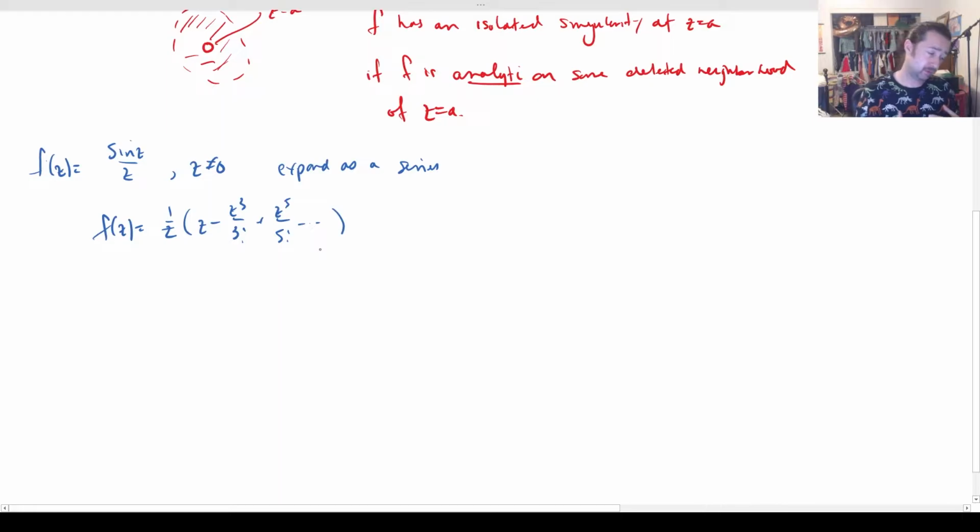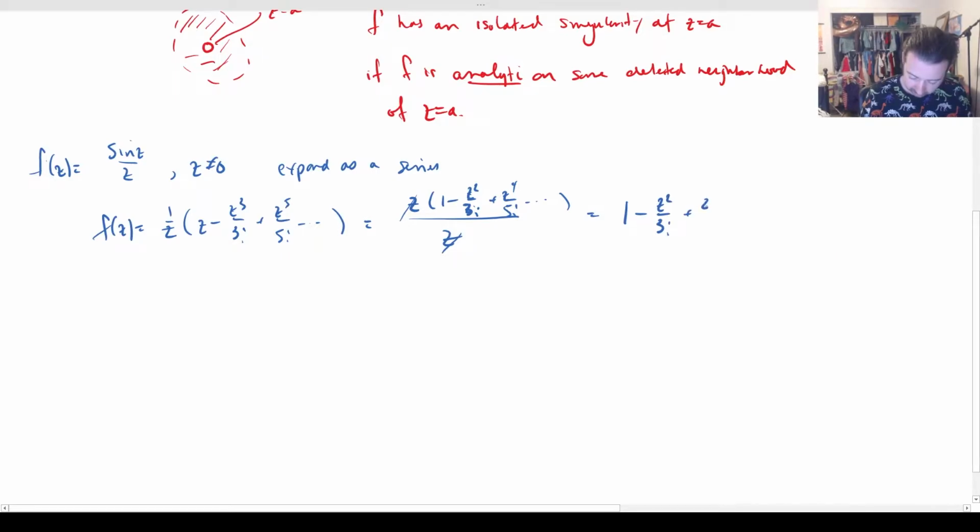Just like in the case when we have a removable singularity for a function in algebra, because I can factor a z out of the power series and it cancels with the z in the denominator, it's like it wasn't really an asymptote for the function. It was just a deleted spot in the domain. So I can think of this as z times 1 minus z squared over 3 factorial plus z to the 4th over 5 factorial, and so on, divided by z. And the algebra says then that this series is 1 minus z squared over 3 factorial plus z to the 4th over 5 factorial, and so on. This thing is analytic.